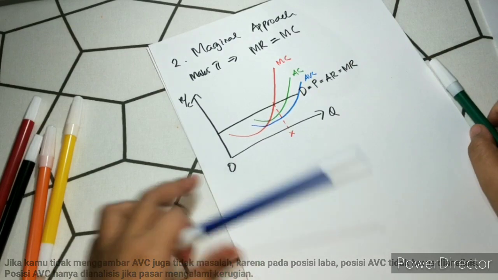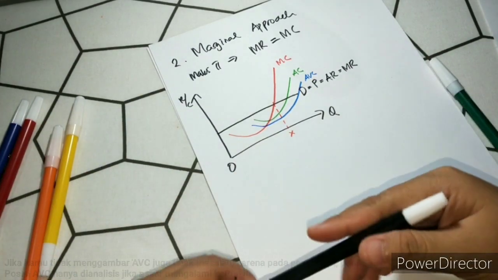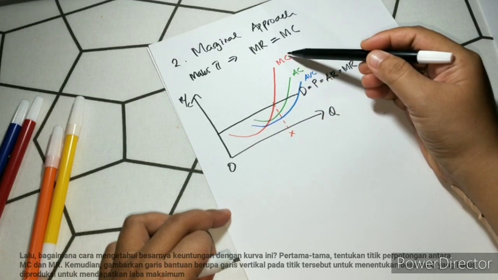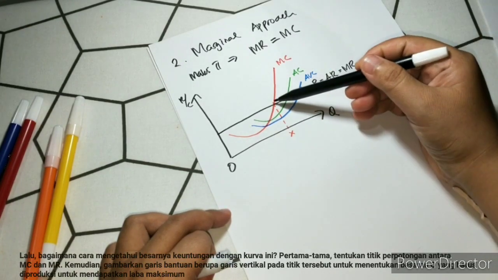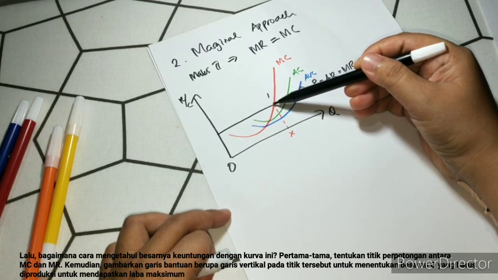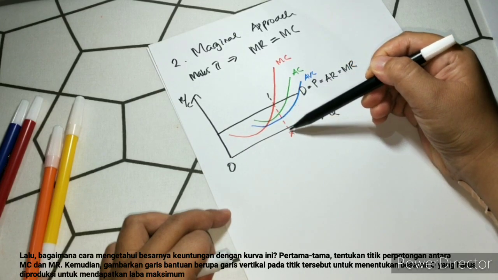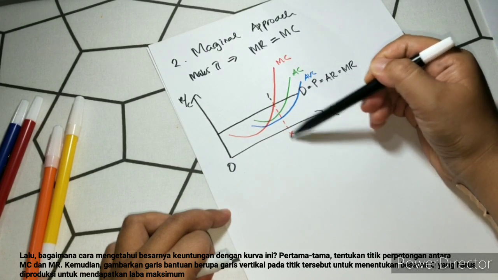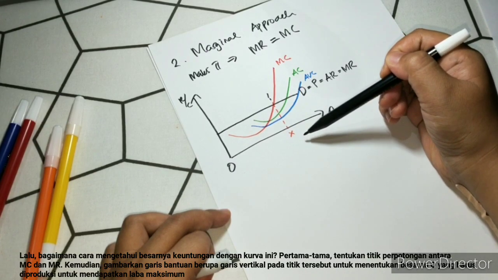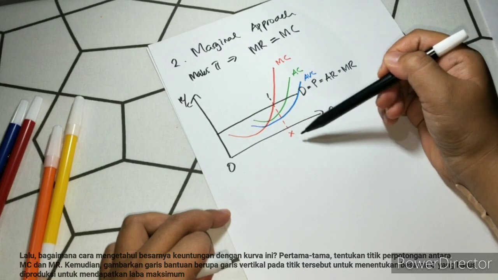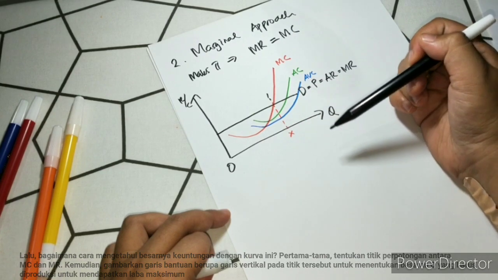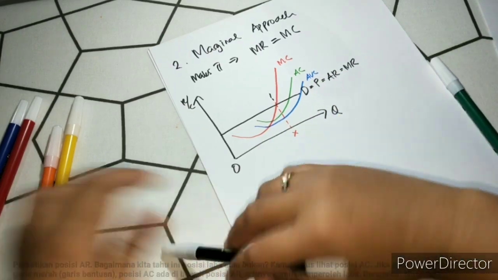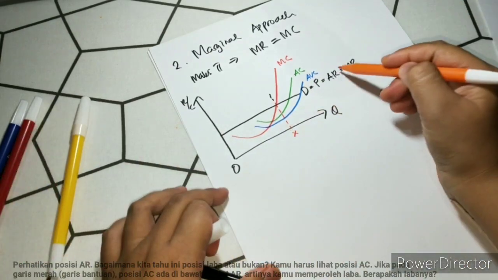So how do we know how much the profit is here? First, you have to find the cross between marginal cost and marginal revenue, and draw a vertical line like this. This determines the quantity you have to produce if you want to get the maximum profit. Then this is the average revenue here.